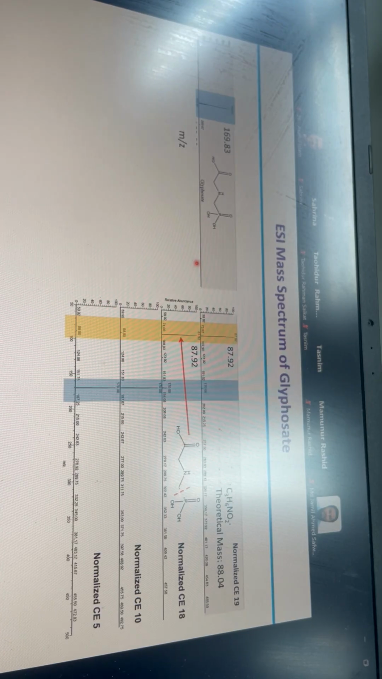Same thing, glyphosate. This is a pesticide. This is also another herbicide actually.